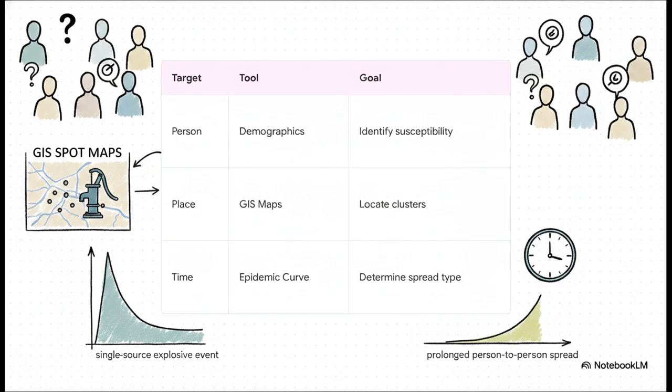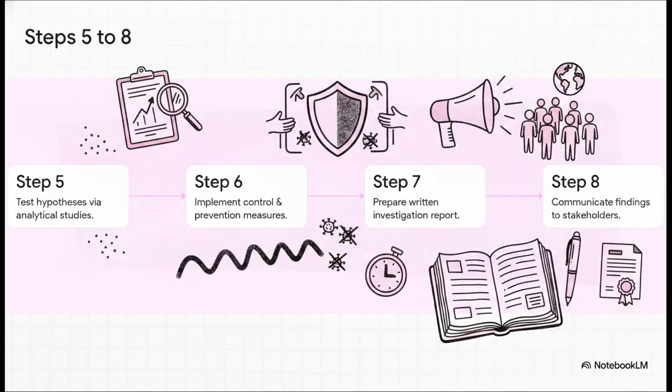And for time, they draw an epidemic curve. The shape of this curve tells them instantly if they are dealing with a single-source explosive event or a prolonged person-to-person spread. Once we have our clues, the second half of the protocol shifts from observation to definitive action.